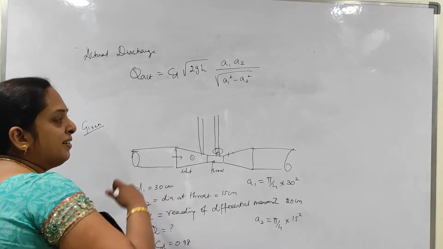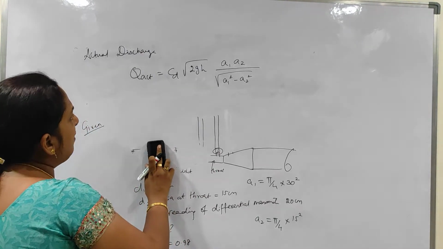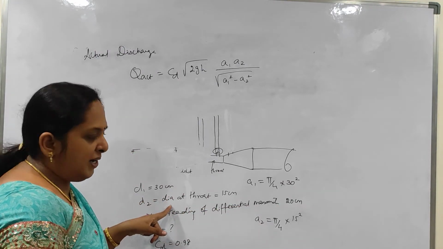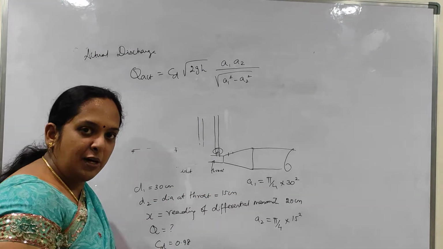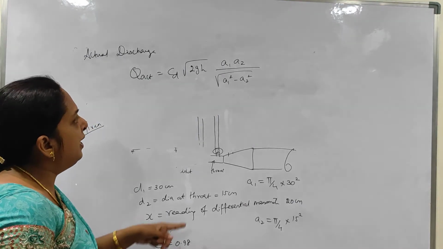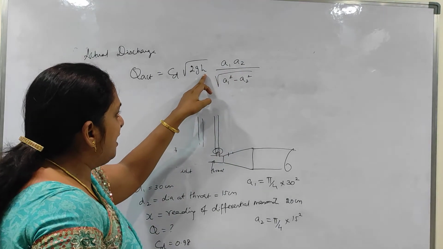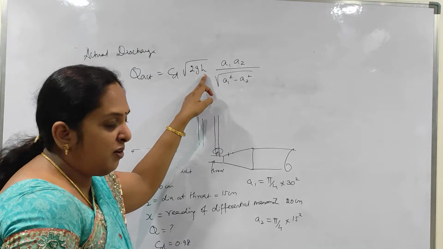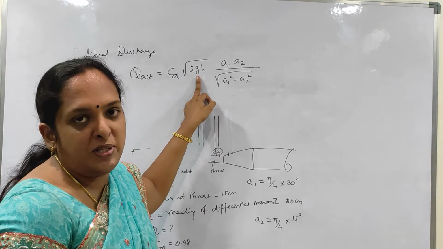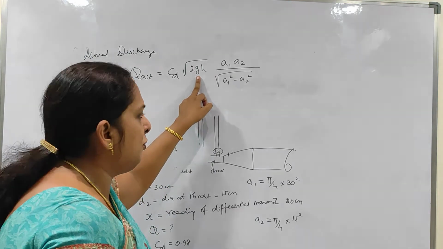Why will I say that? Because all other things here are given in centimeter. Even the X is given in centimeter, and both the diameters are in centimeters. CD doesn't have any unit; it's a coefficient, so nothing is required. So here I can have everything in centimeter, and H I can find easily by using the equation of the differential manometer. G alone we have to change into centimeters, otherwise it will be given in meters. That is your acceleration due to gravity.